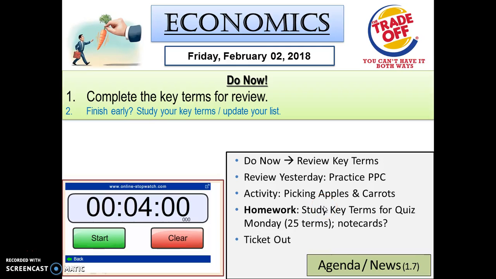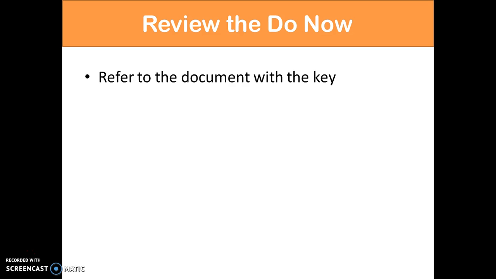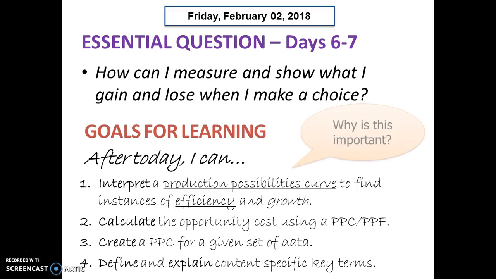All right, economics, day 7. Today was a review day. We started off with our do now, which was a review of key terms. You can refer to the answer key on Schoology to check your answers.